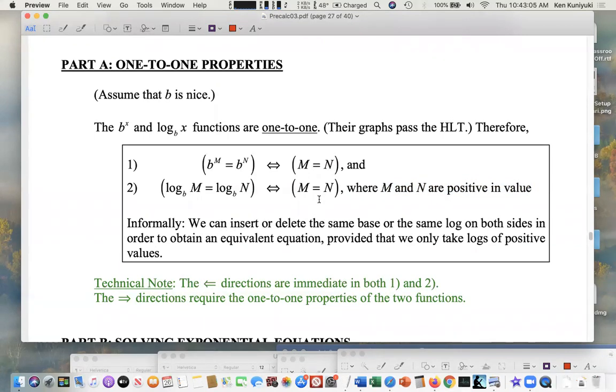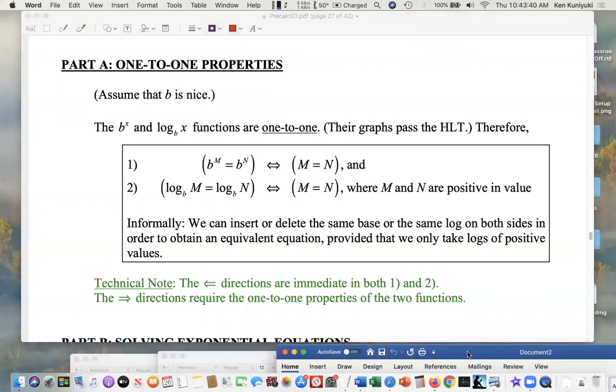Now, going from right to left, that's trivial, right? For example, if 3 equals 3, then b to the third equals b to the third, log of 3 equals log of 3, whatever the base is. But what's non-trivial is going from left to right, because it's not necessarily the case that you can set things equal to each other just because you feel like it, just because it looks like the right thing to do. So let me give you an example of when it doesn't work out so hot.